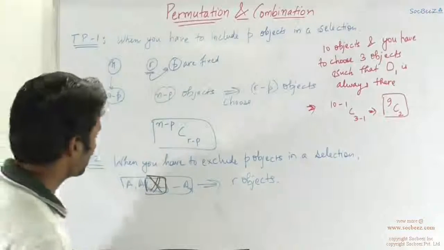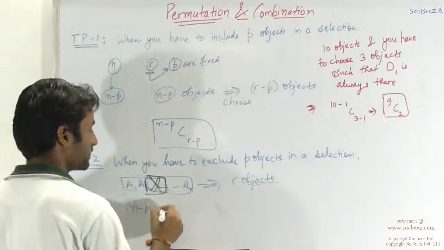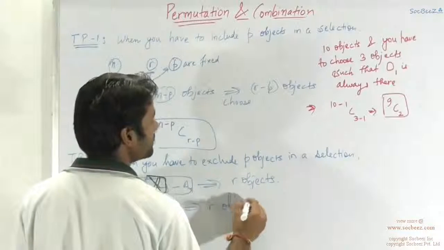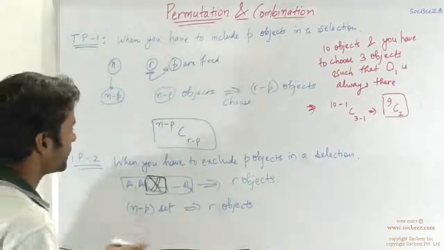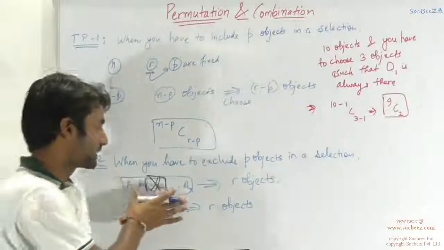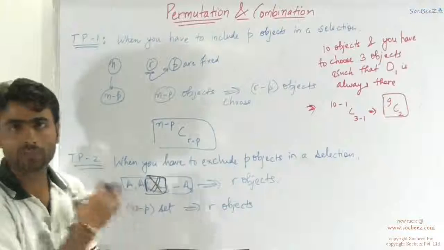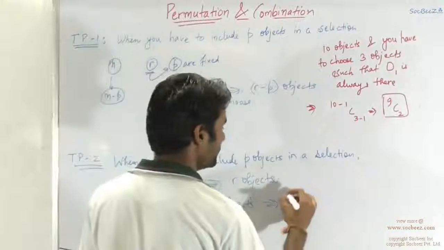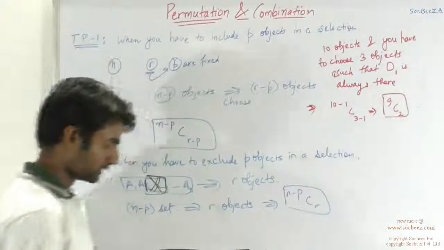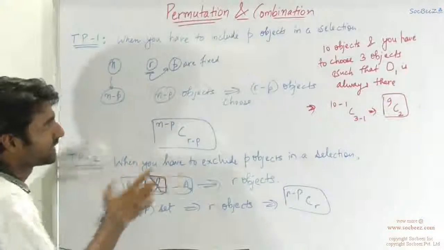So it's pretty much the same as being given a set of n minus p elements, and then you have to choose r objects from it. Because these p, whether they are in the set or they aren't, that doesn't make a difference, because we are not allowed to choose from these p elements. So the basic set remaining with us is n minus p. So the answer would be n minus p choose r. So these are two typical problem sets based on selection.